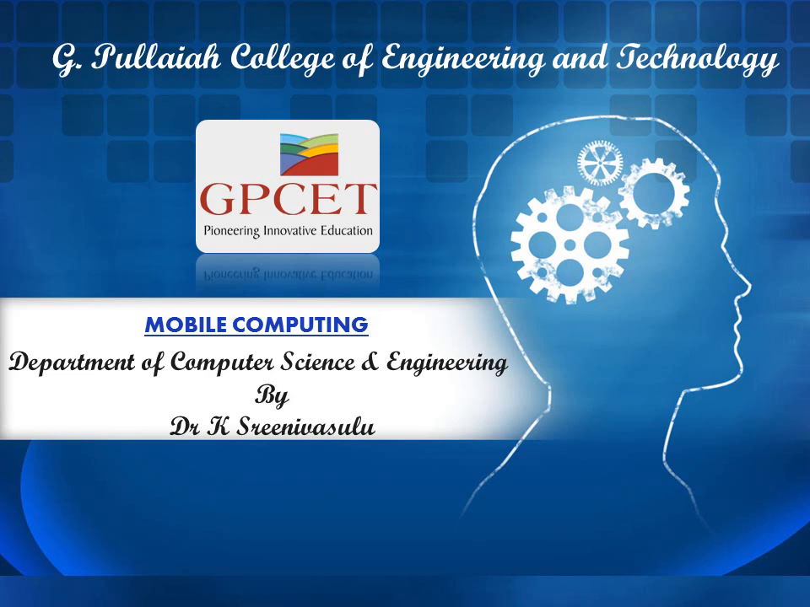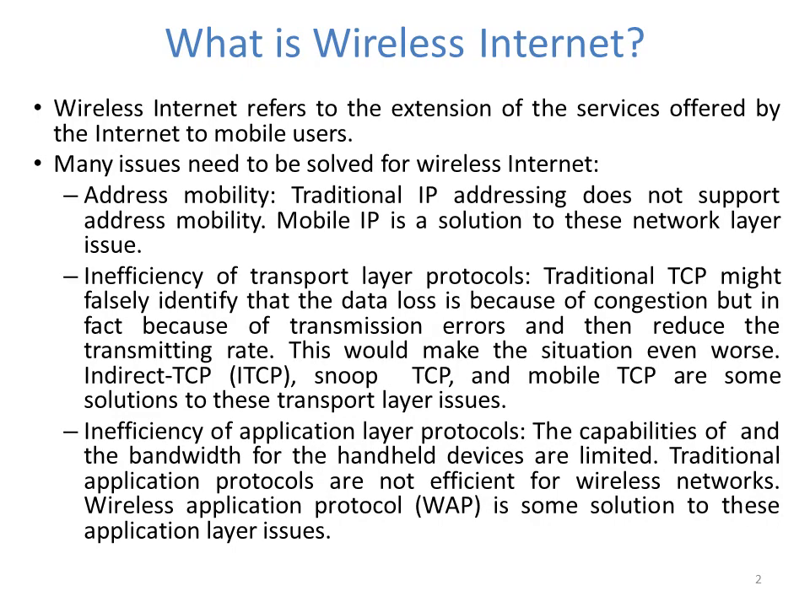In the last topic we discussed the basic concept of mobile computing and the different types of standards available with respect to mobile computing. In this topic we will discuss the various issues that can be solved for the wireless internet, because wireless internet is the extension of the services offered by the internet to the mobile users. While providing the internet to mobile users, there may be different types of issues.